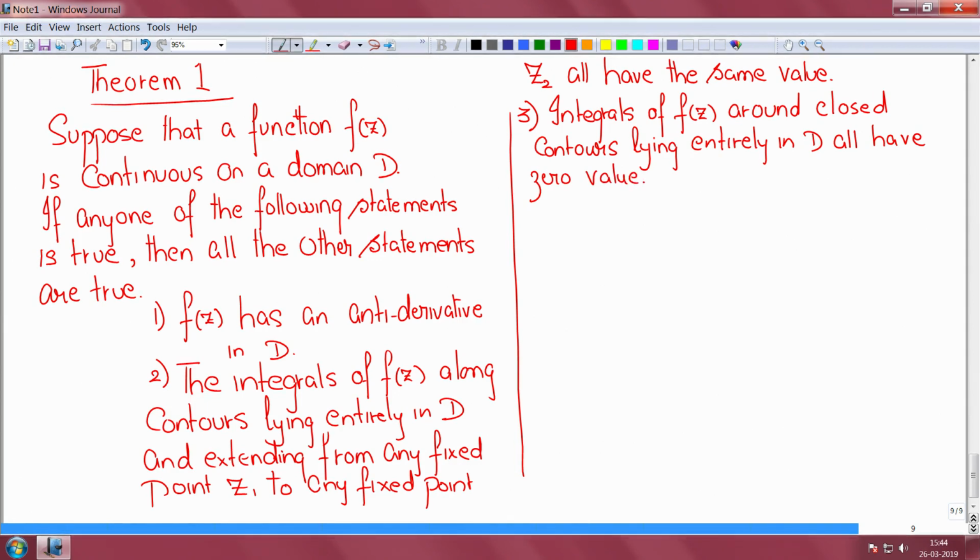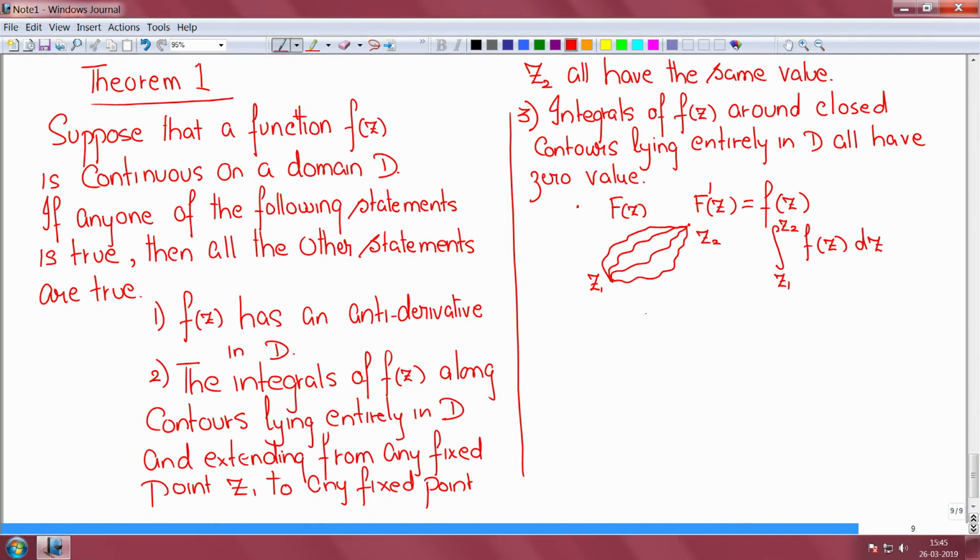Okay, so an interesting set of statements. One is f of z has an antiderivative, which means there is a function F of z in that domain such that F dash of z is equal to f of z. This is the meaning of antiderivative. This is also equivalent to saying that if I have a point z1 and another point z2 and I integrate f of z along a contour, and I do it along a different contour, on every contour I get the same value. Whatever contour I take between z1 and z2, the integral from z1 to z2 of f of z dz has the same value.